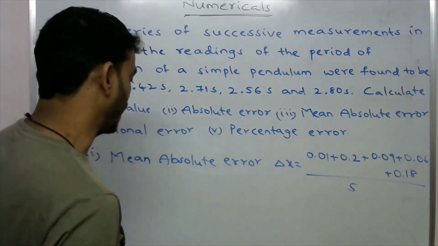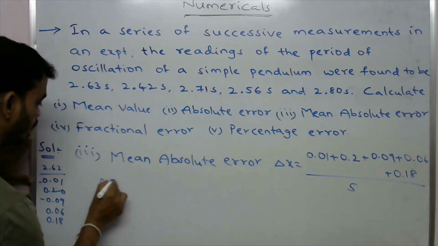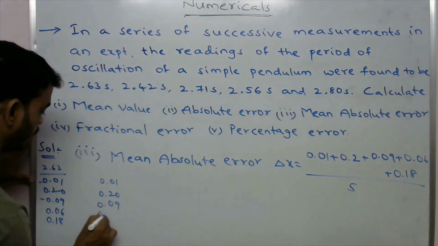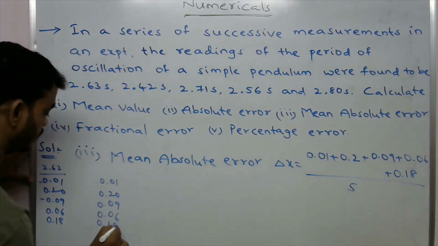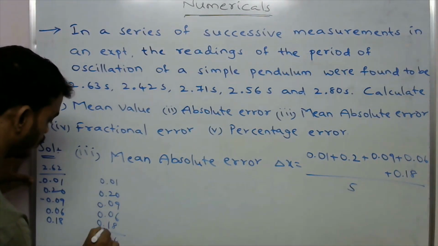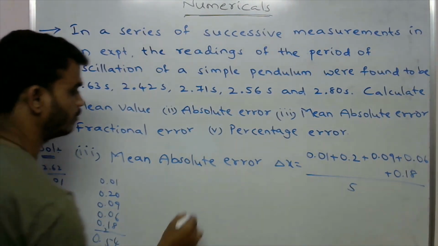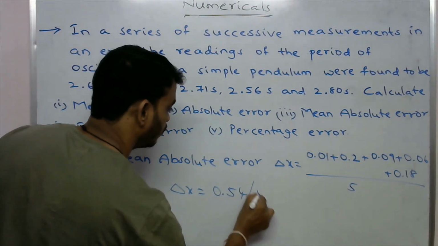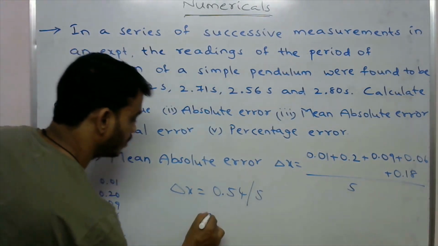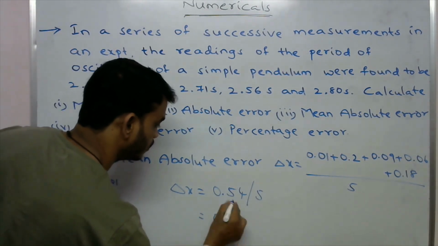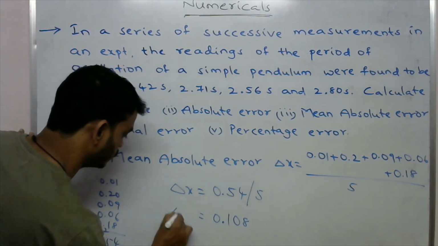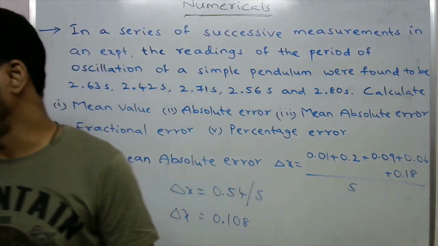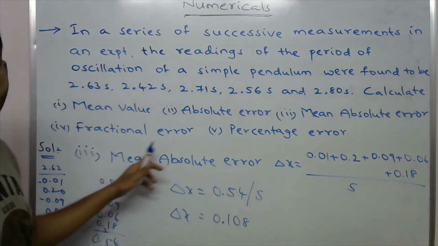Okay, so now by adding all these values, 0.01, 0.20, 0.09, 0.06, 0.18, we get 0.54. So delta x is equal to 0.54 by 5, so that is 0.108. Okay, so this is the mean absolute error value. Okay, so the next one is fractional error.